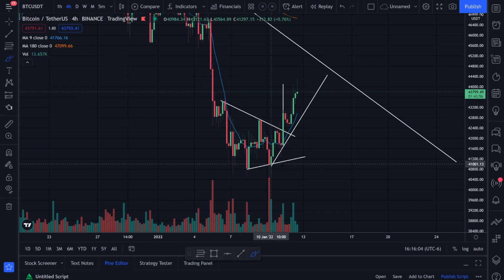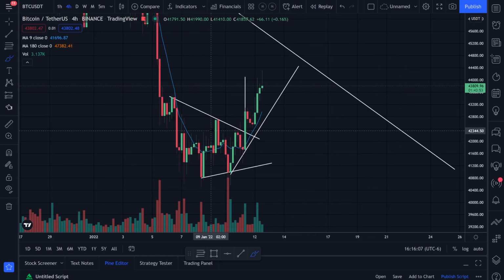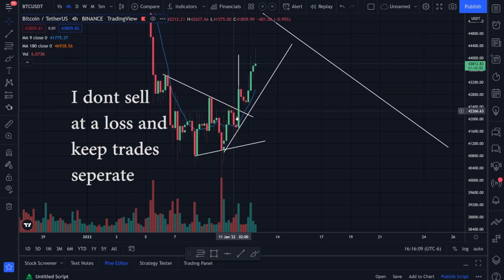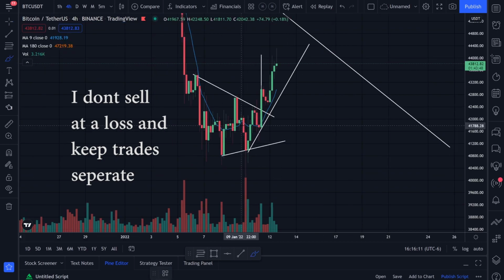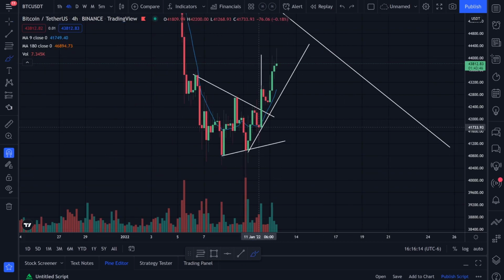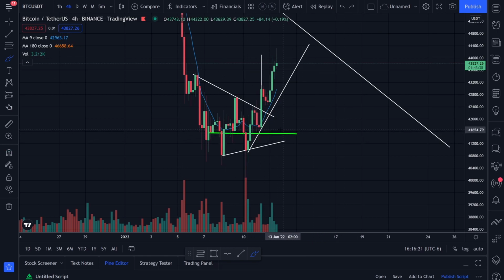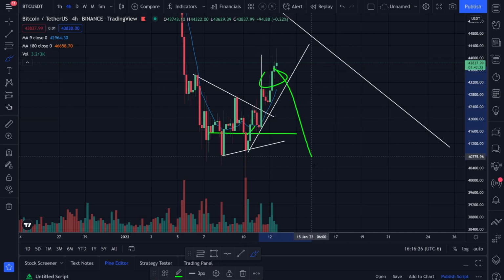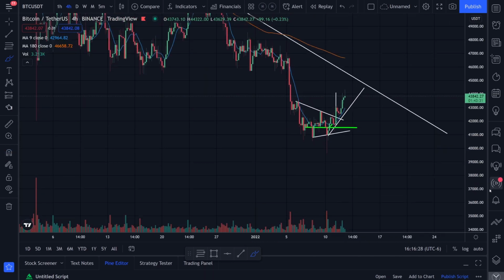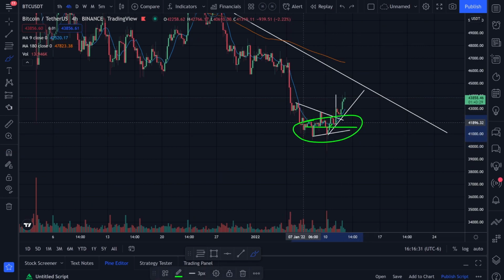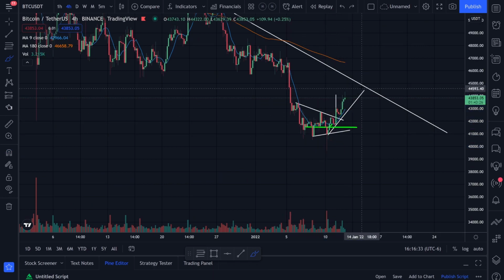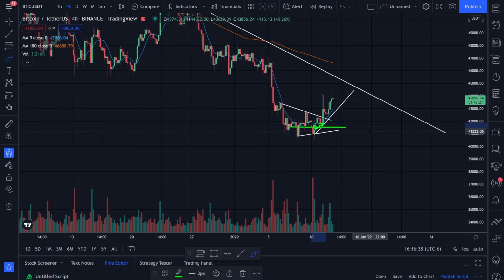One of my other strategies is I never sell at a loss, and I keep my positions separate. Like I said, I have a position I bought at 41.5k. I think it's somewhere right here. This position has nothing to do with any other position. This one is all by itself. So if the price starts going below this, then that position is pretty much stuck. Right now it's not stuck. I am in profits for it, so I am eligible to take some profits wherever we are right now until we come back down to right here.